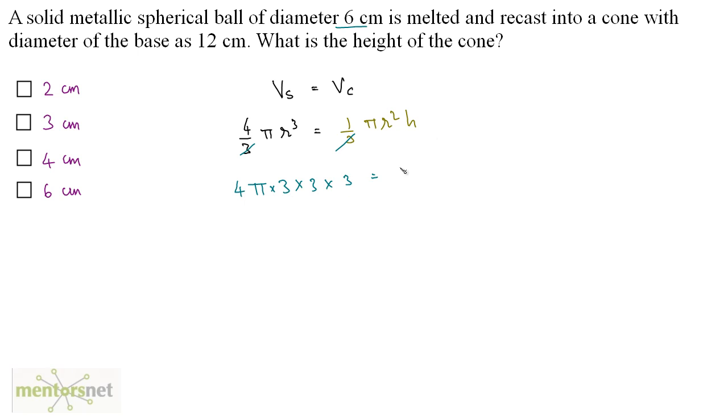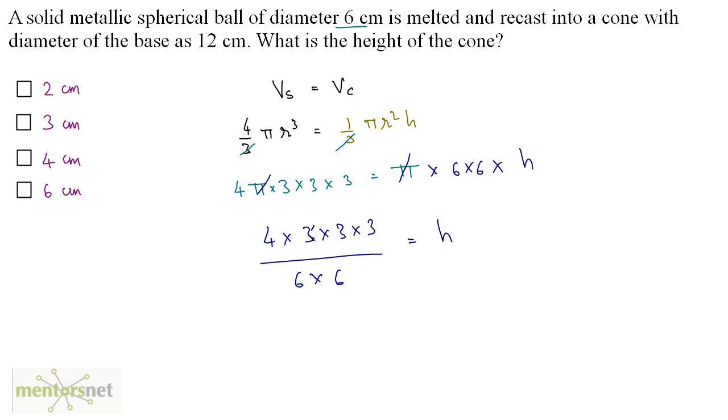Okay, this is equal to, we have pi r square. Well, this r is the radius of the base of the cone. So the diameter of the base of the cone is 12 centimeter. The radius will be half of 12, that is 6. So times 6 square, that's 6 times 6 times h is what we have to find. Now this pi we forgot to cancel, so let's cancel it. So I have 4 times 3 times 3 times 3 divided by 6 times 6 is equal to h, right? 3 times 2 is 6, again 3 times 2 is 6. 2 times 2 is 4, so both of these 2 get cancelled out with this 4. So h is equal to 3 centimeter, right? So we have found out the height of this cone, and that is option B, 3 centimeters.